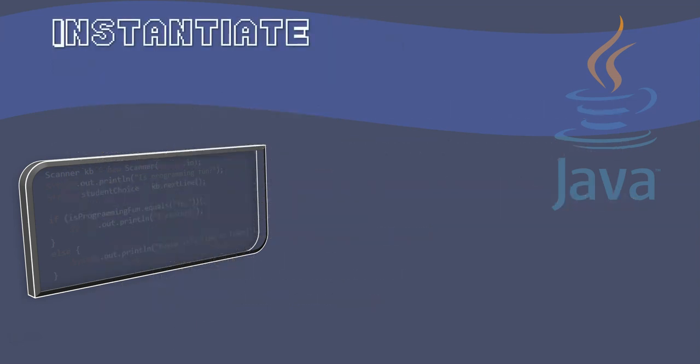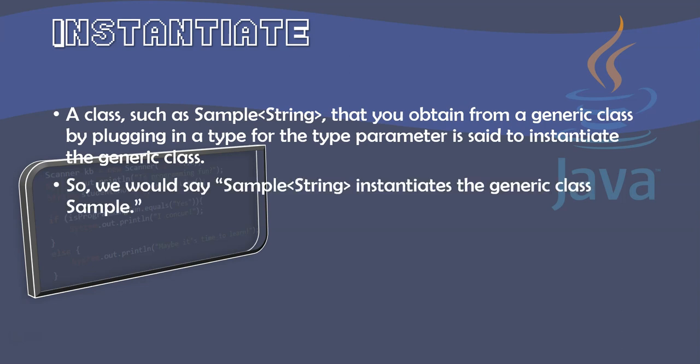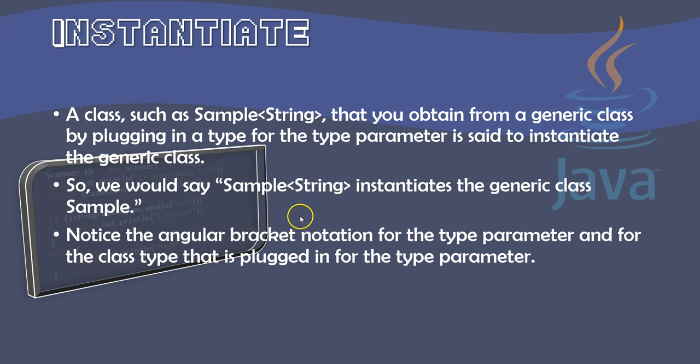Now, anytime we get into working with parameterized classes, we do need to instantiate them. So if we look at Sample String, what we're doing is obtaining a class from a generic class by plugging in a type for the parameter, which is said to initialize that generic class. So in this case, that type that we plugged in was String. For example, Sample String would be the generic class for Sample, because, again, this is the class that we're plugging in. This is simply the type that's being plugged in for it. You'll notice the angle bracket notation for the type parameter, for the class type that's being plugged in for that type parameter.